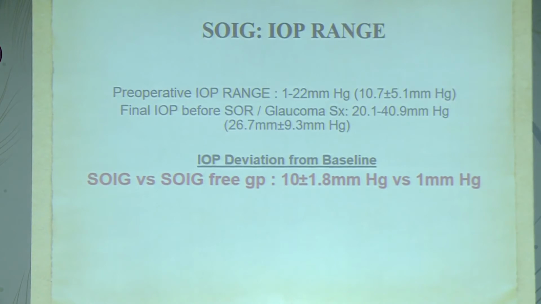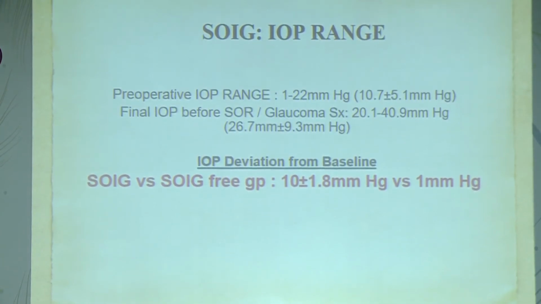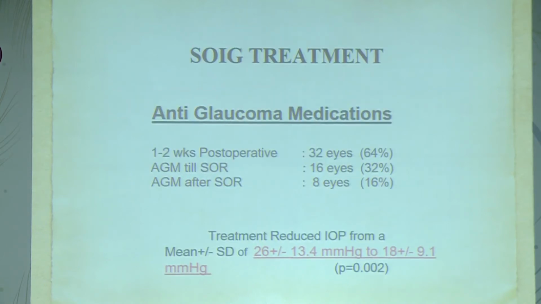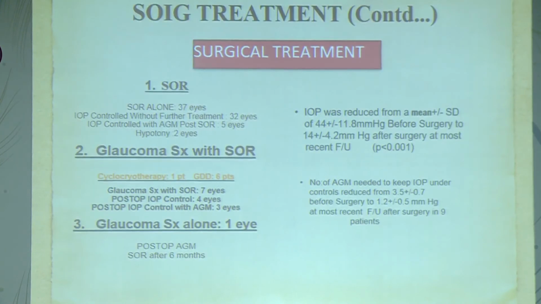The preoperative IOP range varied from 1 to 22 millimeter of mercury. The final IOP before silicone oil removal or glaucoma surgery varied between 20.1 and 40.9. The deviation from baseline was more in the silicone oil-induced glaucoma group. All the patients were started on anti-glaucoma medications, and there was a statistically significant reduction in intraocular pressure in about 64% of our patients.